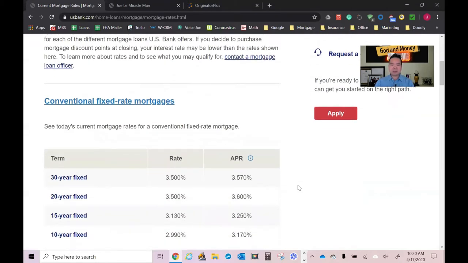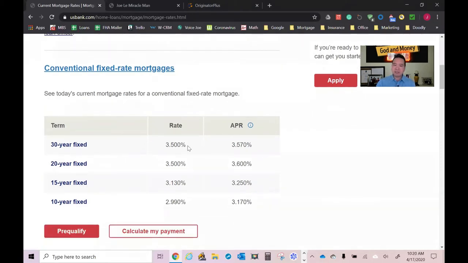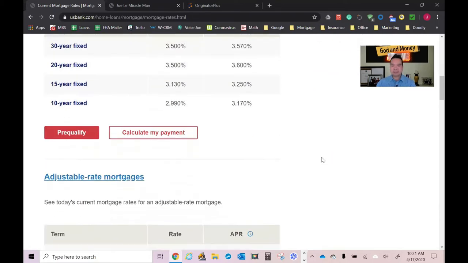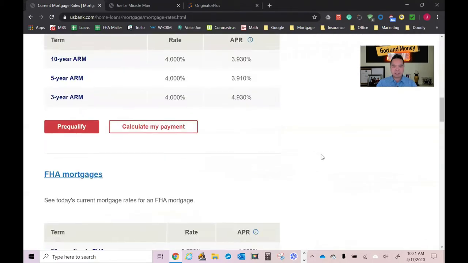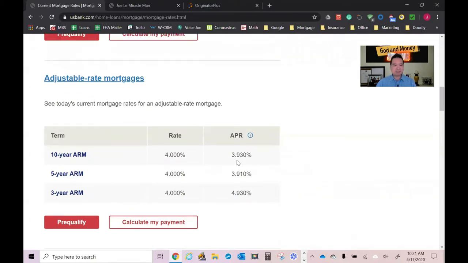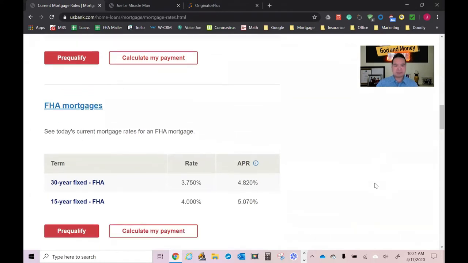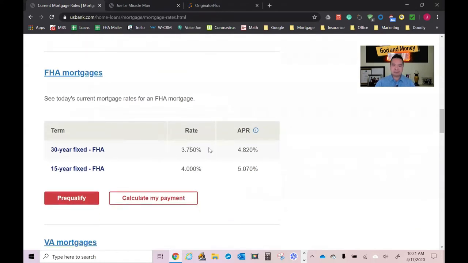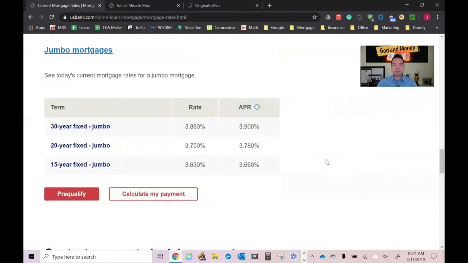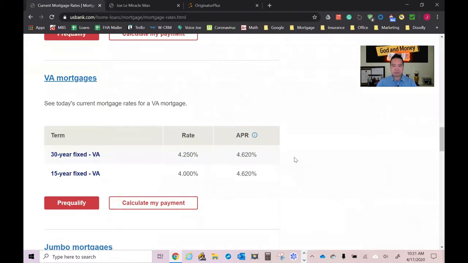Their goal is to get you to engage with them. You can see here 3.5 on a conventional rate mortgage. That sounds awesome. Again, click here, click here, click here, and you can interact with them. Adjustable rate mortgage is probably not the best thing right now. Higher interest rate plus the adjustment, so that doesn't make sense right now. FHA, okay, 3.75 sounds pretty decent. But let's scroll down. And then, of course, VA, so 4.25.